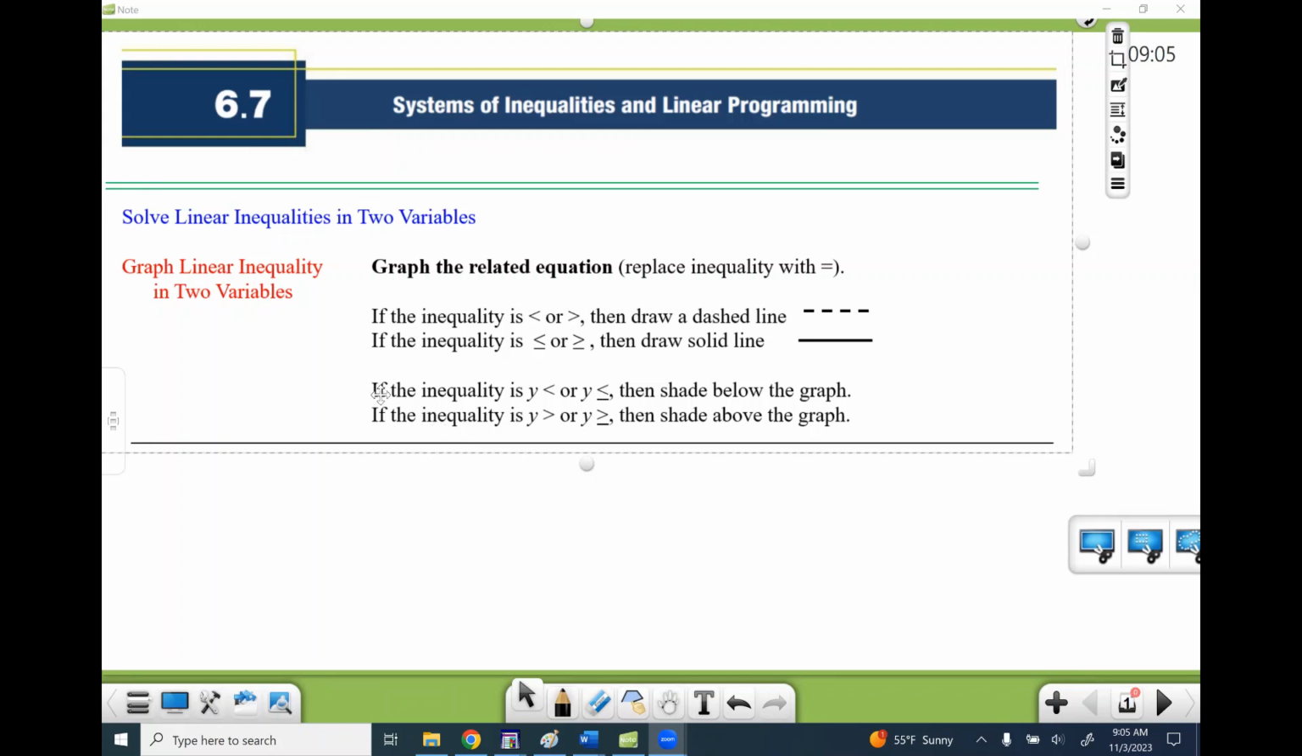All right, then another thing too, there's going to be shading involved. So it's not just going to be a line that we're graphing. That's new. If you have y is less than or y is less than or equal to, you're going to shade below the graph. And if you have y is greater than or y is greater than or equal to, then you'll shade above the graph. Okay, so let's go ahead and look at some examples of this.